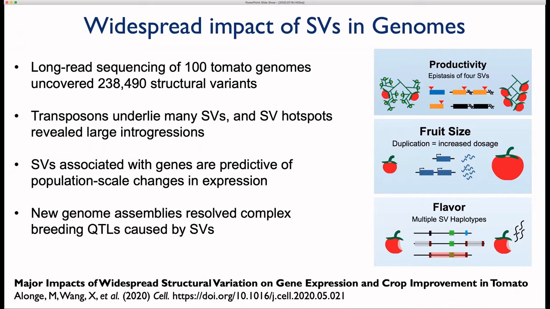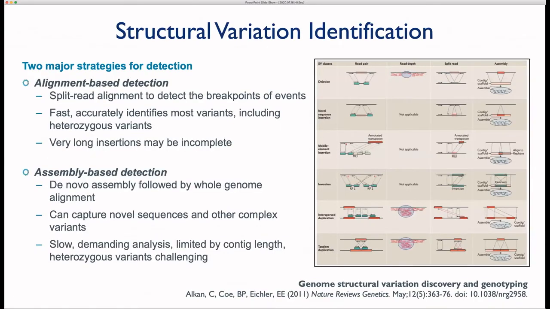I really am convinced that this is going to set a new paradigm for trait associations in plants, in humans, in animals, across the tree of life. I think it's really now time to look at structural variants. Broadly speaking, there are two major ways to look for structural variants. And in fact, in the tomato paper I just described, we used both approaches.